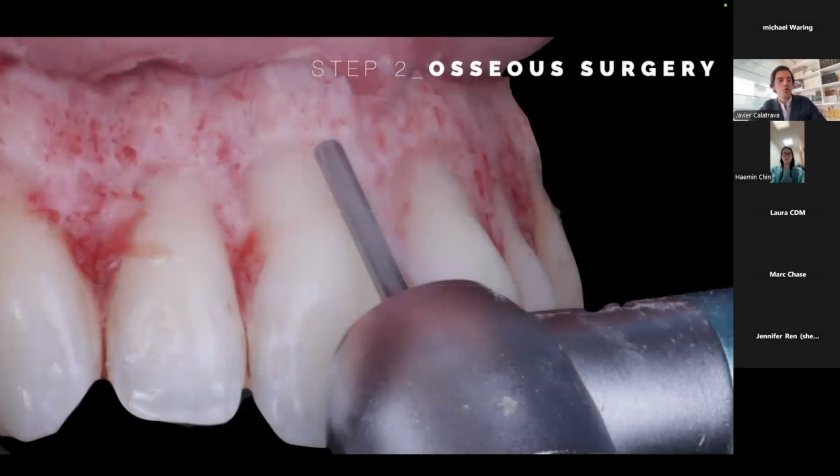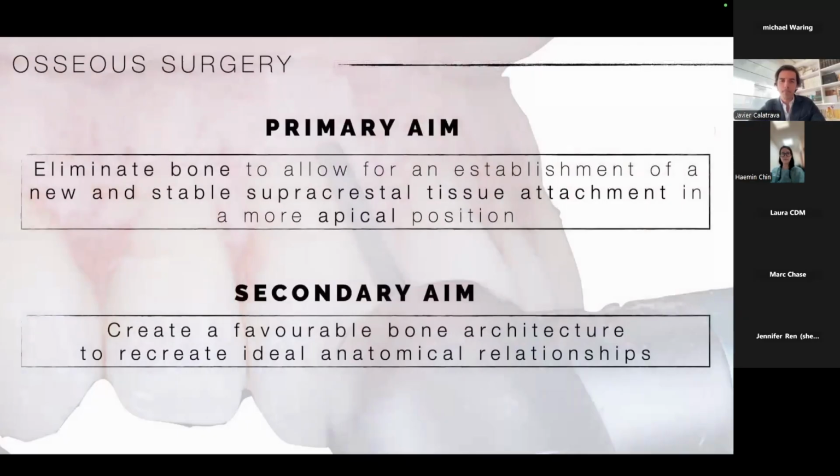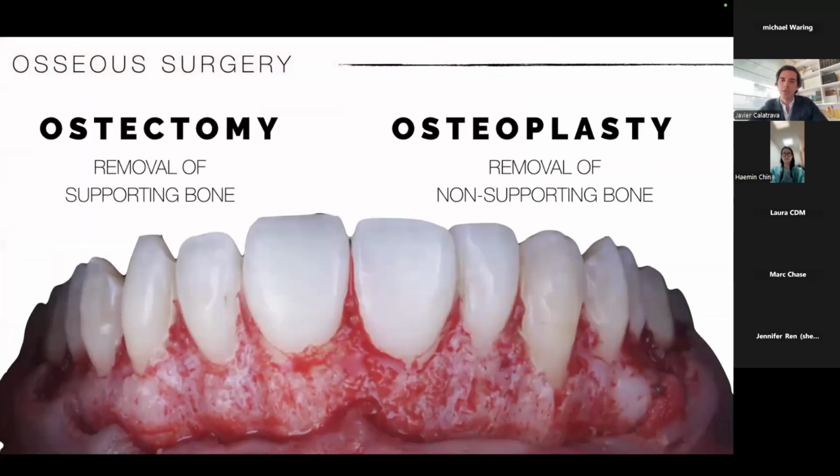Step number two: do we always need to do osseous surgery? When do we need to do osseous surgery? Well, let's first understand the aims of performing osseous surgery. And the main aim is to eliminate bone to allow for the establishment of that supracrestal tissue attachment, or biological width, in a more apical position. But since we're already raising a flap and we have exposed the bone, let's just also go for the secondary aim of trying to create a favorable bone architecture to recreate ideal anatomical relationships.